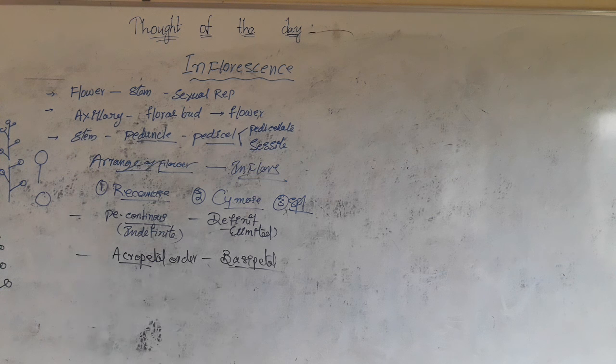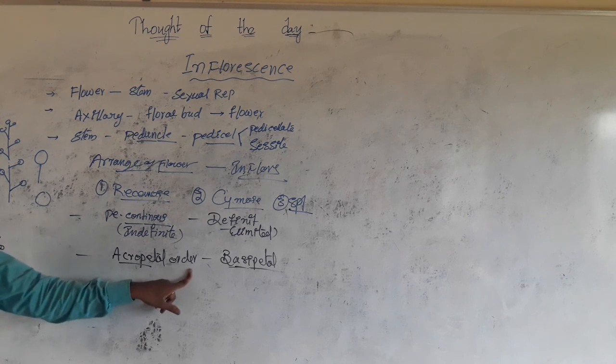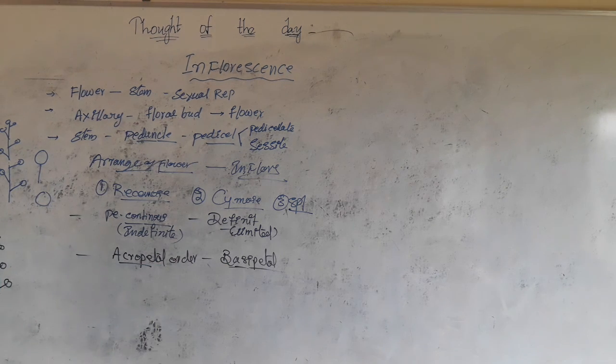What is the position of the oldest flowers in acropetal order and basipetal order? What is the position of the oldest flowers in these two types of arrangements? Where are they present? Tell me.